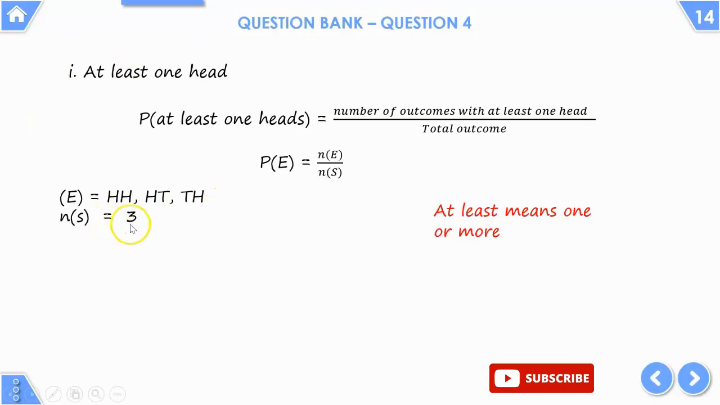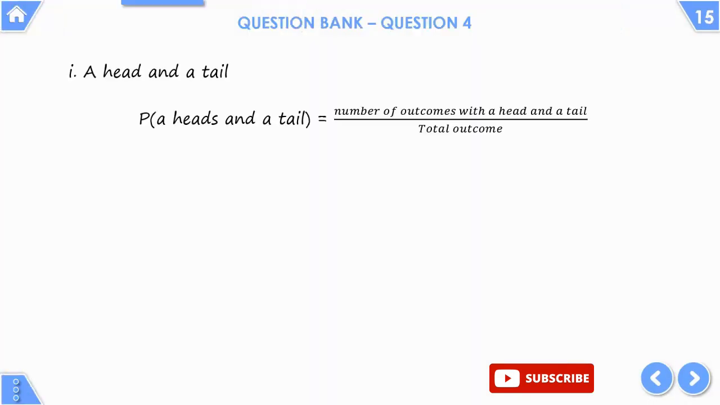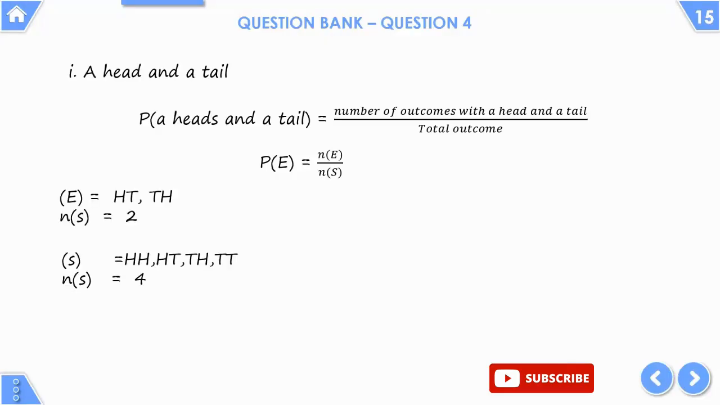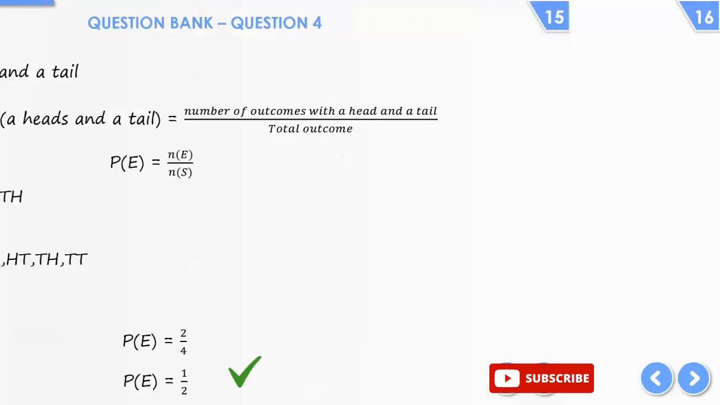So we have these 3 outcomes: head, head, head, tail, tail, head. And that gives us out of 4. So 3 out of 4, we are right. A head and a tail: head, tail, tail, head, that's 2. And that's the same thing for this one. We have 1 out of 2.